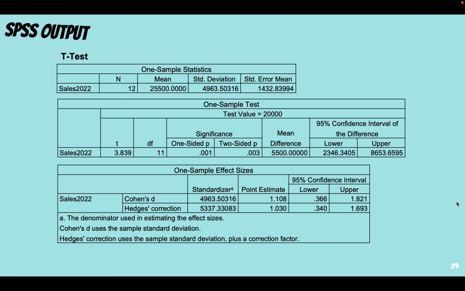This is the SPSS output showing the t-value and the p-value. Look at the p-value. It is p less than 0.01. That's significant. We look at the 2-tailed p-values as default.